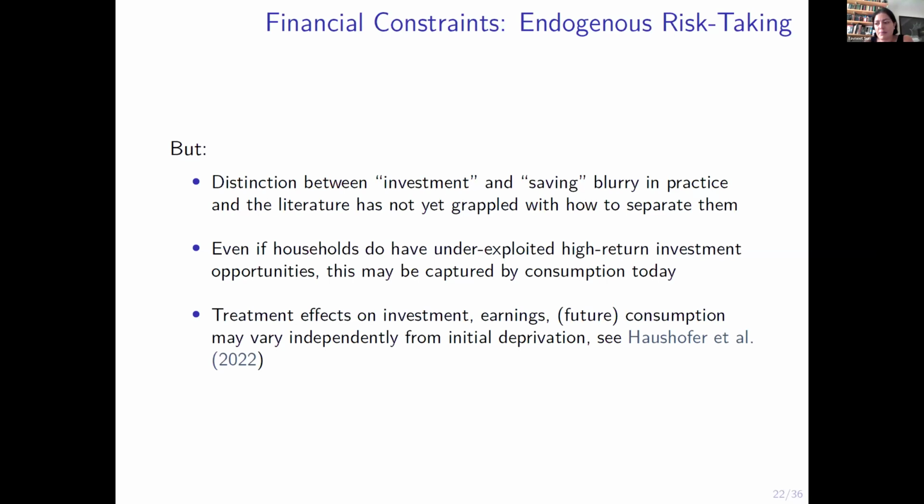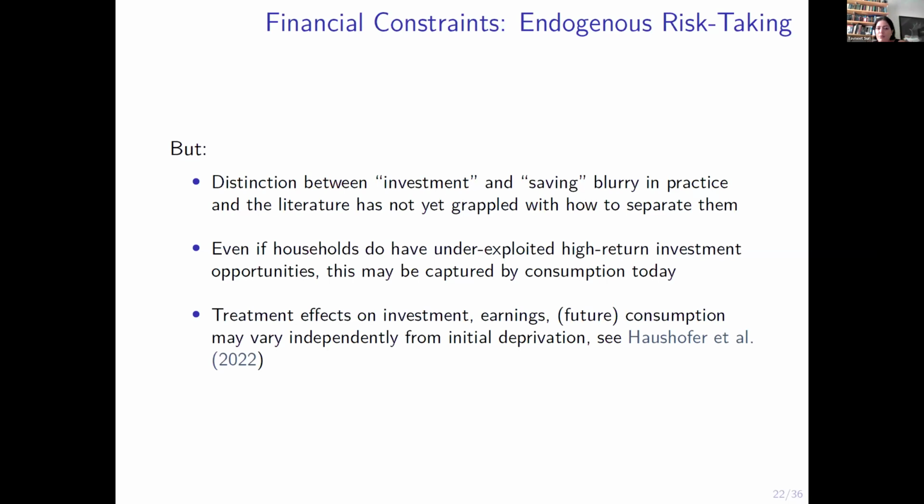The second piece that makes this endogenous risk-taking tricky to see in the data is that even if households do have underexploited high return investments, you might be able to see that in consumption today anyway. So do you really need to worry about measuring all of those investment impacts? For example, if I get a transfer, I might actually reduce consumption today to make this high return investment, and so I'll see it in the consumption data anyway. That consumption value might pick up the value of the investment regardless of the longer term effects.